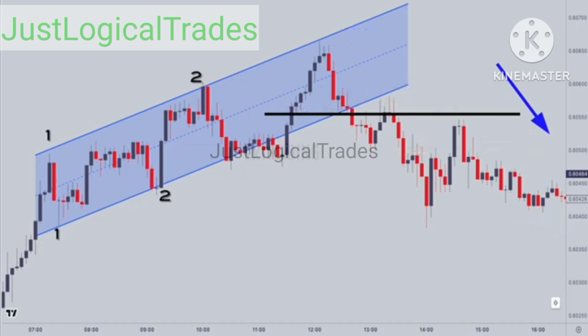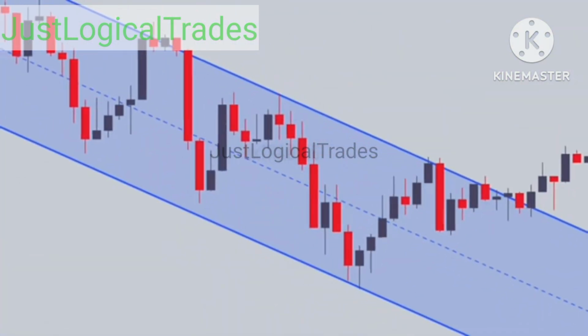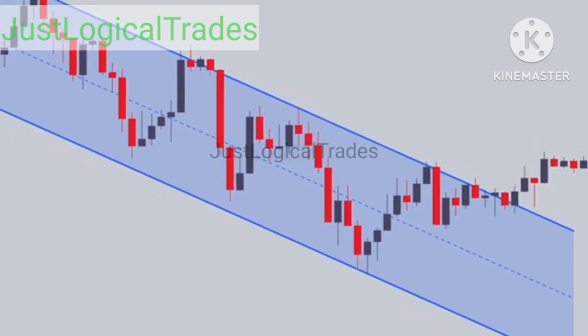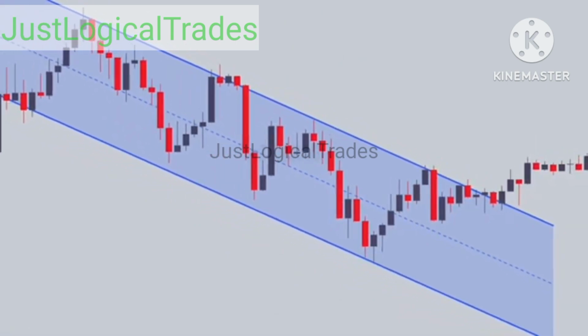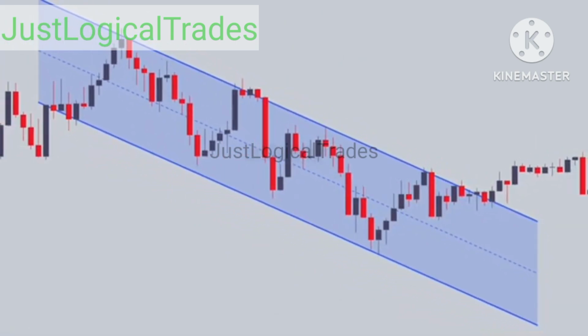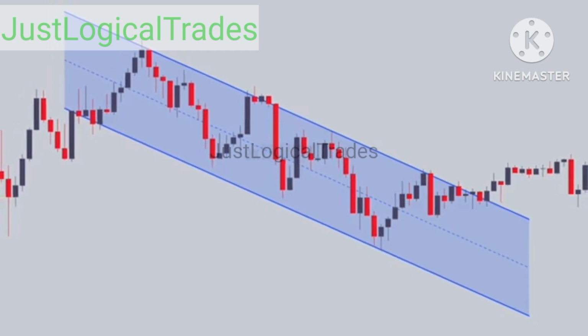During an ascending channel, focus more on buying since the trend is up. Let's now see descending channel. A descending channel is the opposite of ascending channel. You can follow step by step, but in the opposite direction.